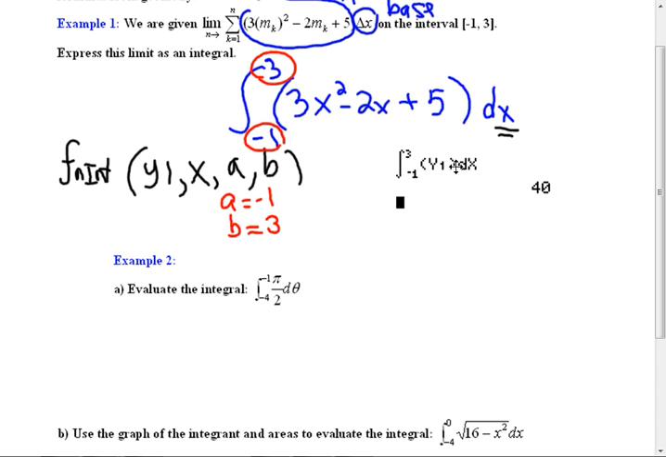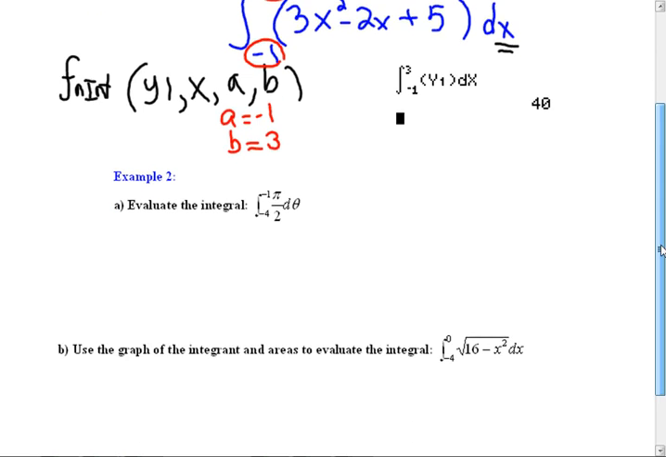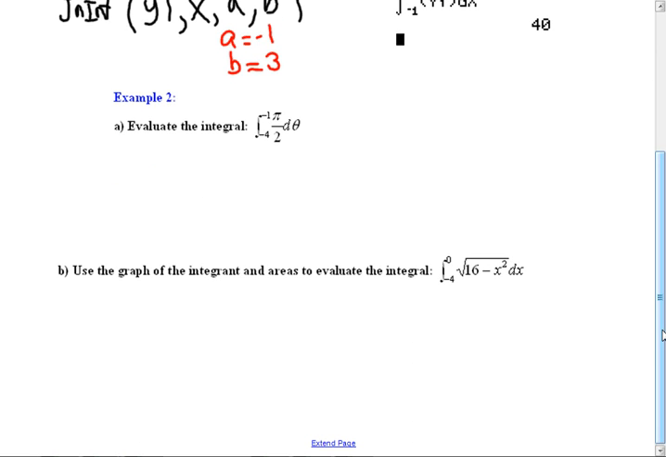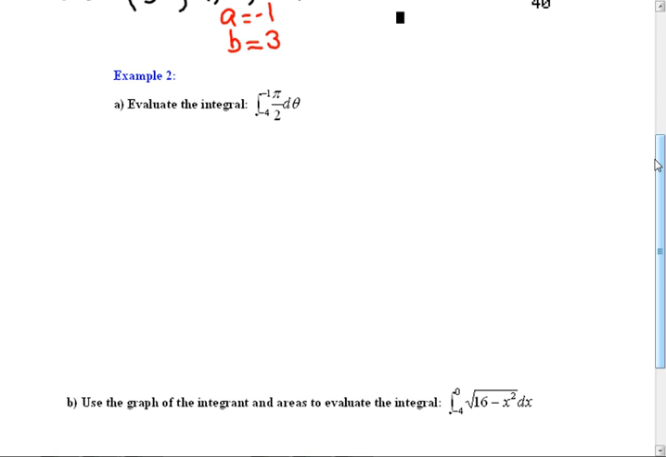Okay, now let's do the next one. These two are geometry problems. You don't have to do rectangles. You do one big rectangle. What is my function here? F of x equals what? Pi over 2. And that's approximately 1.57.